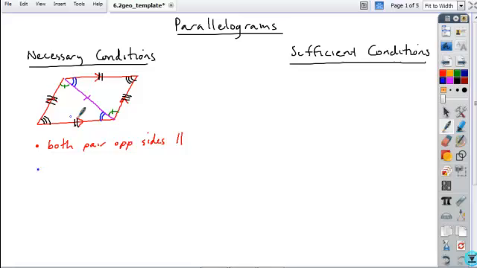The first is, what do you notice about the opposite sides here? Opposite sides are congruent. And what do you notice about these opposite angles? Opposite angles are also congruent. Okay, so in looking at this, both pairs of opposite sides are congruent, both pairs of opposite angles are congruent, both pairs of opposite sides are parallel.